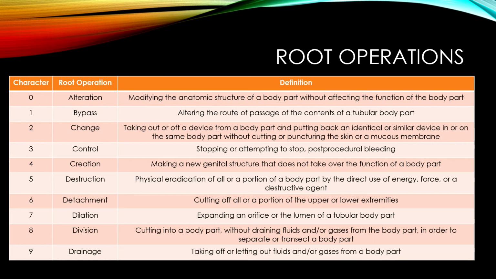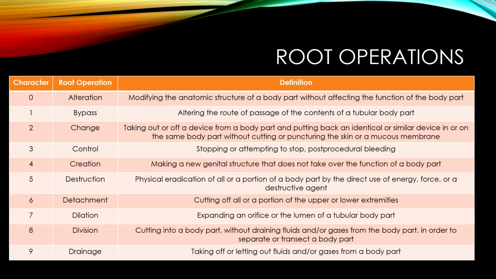4 is creation, making a new genital structure that does not take over the function of a body part. 5 is destruction, which is physical eradication of all or a portion of a body part by the direct use of energy, force, or a destructive agent. 6 is detachment, which is cutting off all or a portion of the upper or lower extremities.